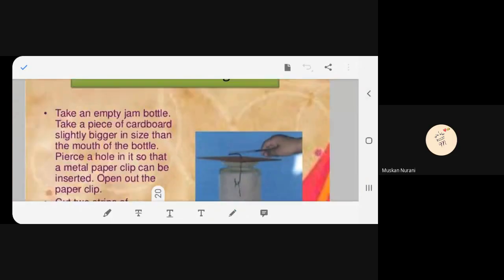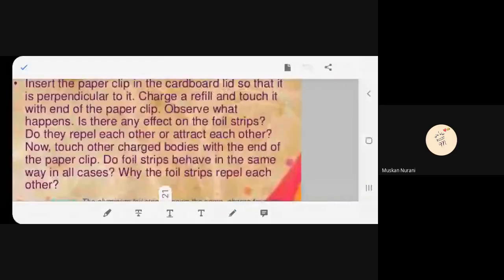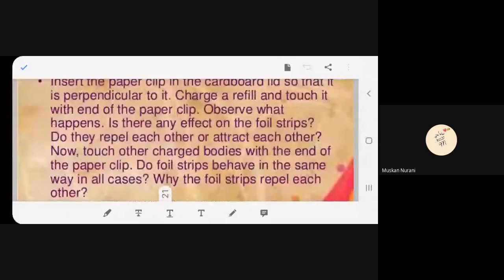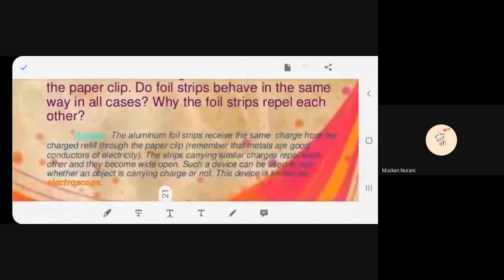What will happen? Are the aluminum foil strips coming close or going away from each other? That is what we have to see. Let's see what the answer is.